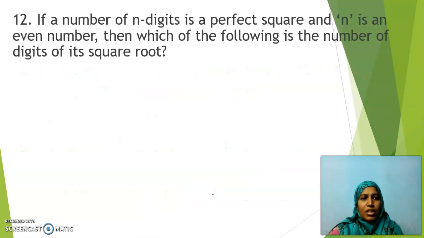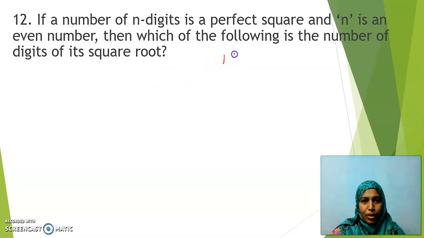And next question is, if a number of n digits is a perfect square, we don't know how many digits are there in the number. Okay. And n is an even number. It's an even number. It means that the number has an even number of digits. Then which of the following is the number of digits of its square root? I have to find how many digits will be there in its square root.